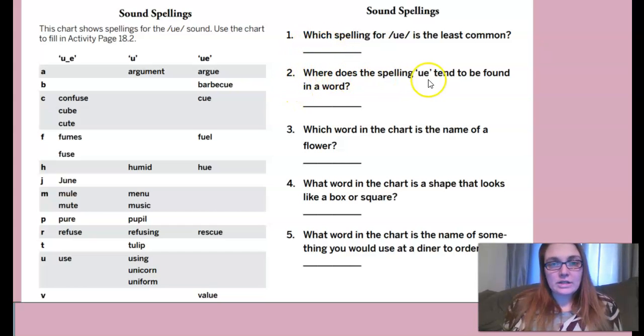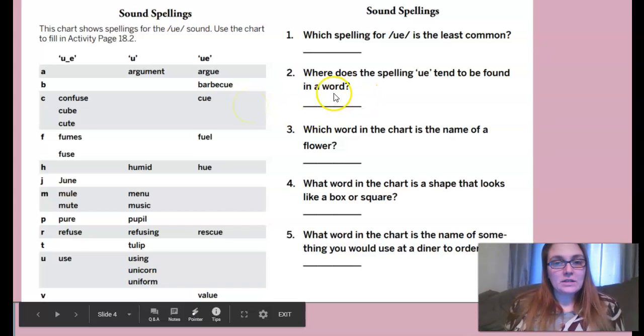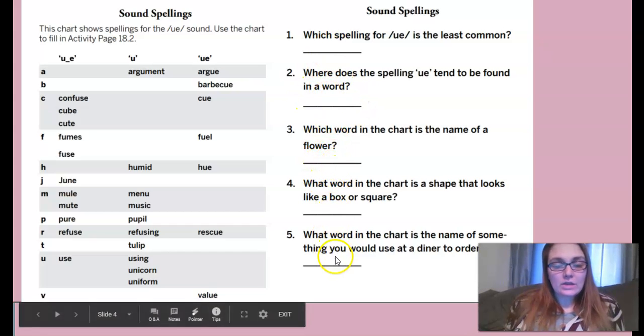Number 2, where does the spelling UE tend to be found in a word? So looking at the list, end, middle, end. So out of our 7 words, 6 of them have it at the end. The UE spelling is often found at the end. Okay, so you're going to continue answering the questions using the words on the list.